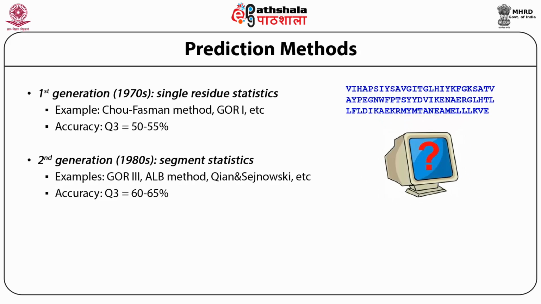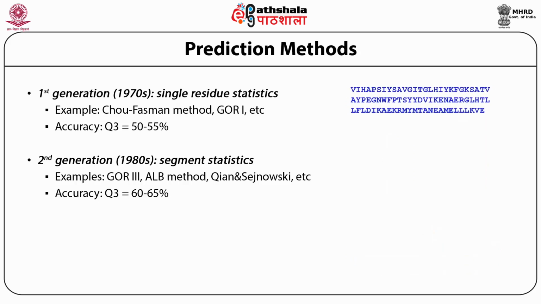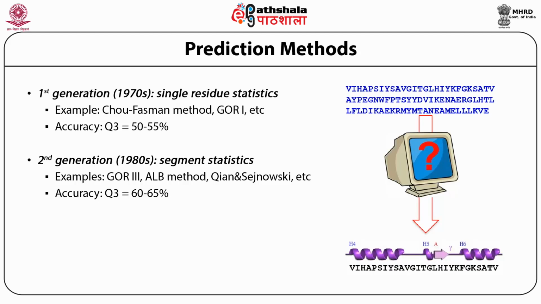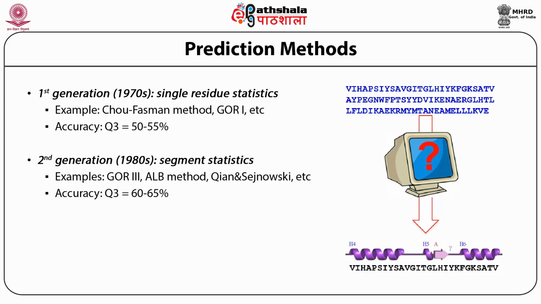The second generation were developed in 1980s based on segment statistics. The principal improvement of the second generation of prediction tools was a combination of larger database of protein structure and use of the statistics based on the segments. GOR3 and ALB method are examples of this kind of strategy. The accuracy level slightly increased than the first generation method in second generation procedures.